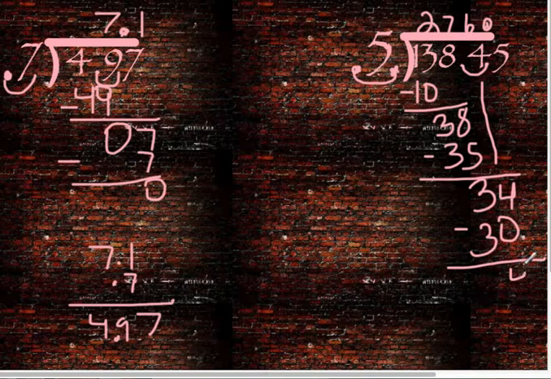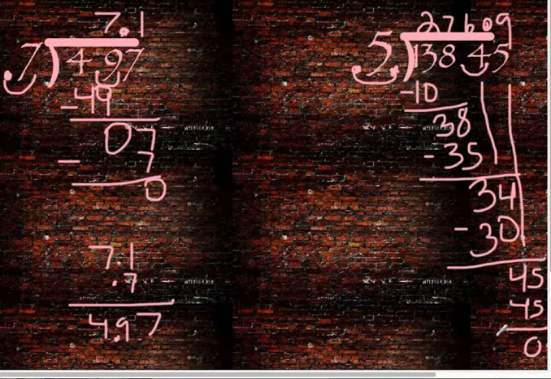And then you're going to bring down the 5 from up here. And 5 goes into 44 9 times. And 9 times 5 is 45. And then we get a 0. Okay? Now let's check it.